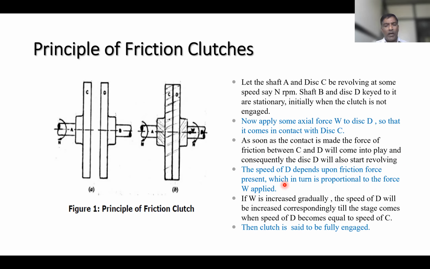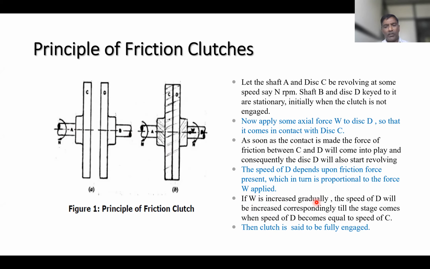So if the applied force W is less, whatever torque is available at C is not transmitted to D. Some quantity will be neglected, some quantity will be reduced because of slipping. If we apply more external force, there will be firm contact between these two discs, then whatever torque is available at shaft A will be transmitted to shaft B. So you can see this.